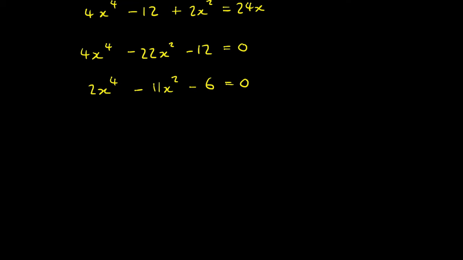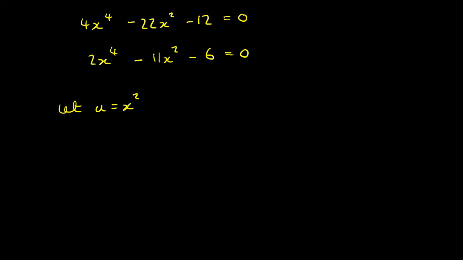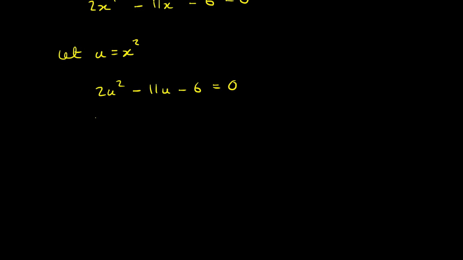Hopefully you can notice this is essentially a quadratic, but to make it clear, I'll use a substitution. Let u equal x squared, right? That means what we've got here is 2u squared minus 11u minus 6 is equal to 0. Does that factorize? I'm hoping it does. Let's just see. I want two numbers that are going to multiply together to give 6. I think negative 6 and 1 is my guess. Let's check that out. 1 times negative 6 gives negative 6. 2u times negative 6 is negative 12u, plus 1u is negative 11u. So I think that's all fine.